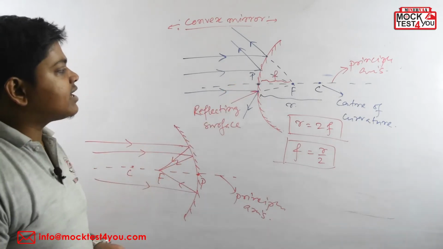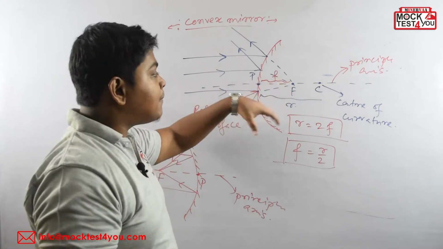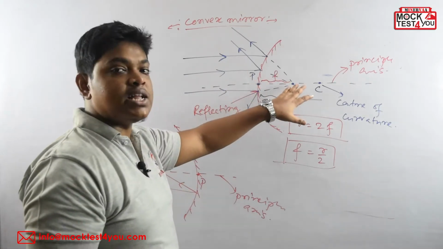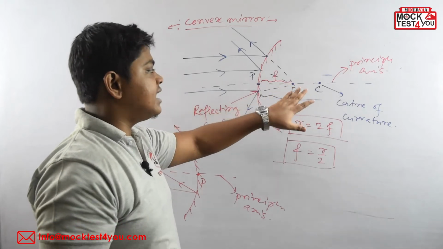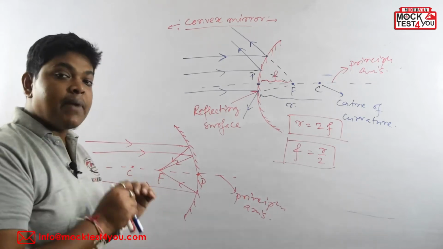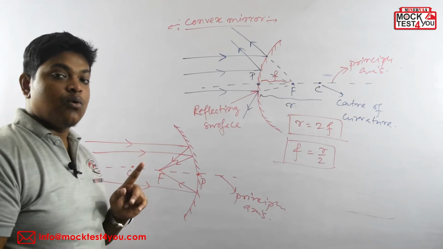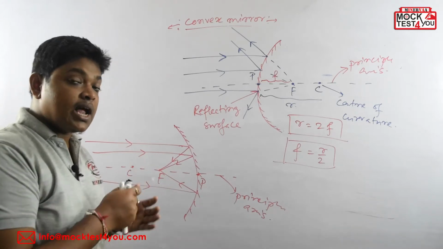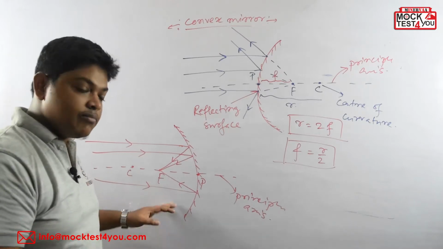But in the case of a convex mirror, what happens? They don't meet at a point. They appear to meet at this point, that is known as a focus. So in the case of convex mirror, we always get the virtual image. But in the case of concave mirror, in the maximum of cases, we get the real image, except one case that I will explain, in which case you will get the virtual image for the concave mirror.